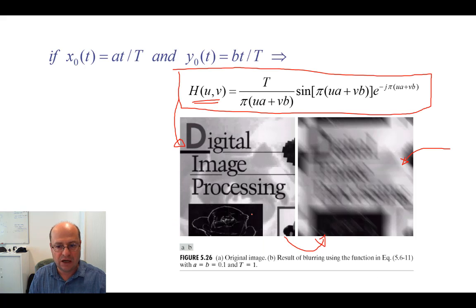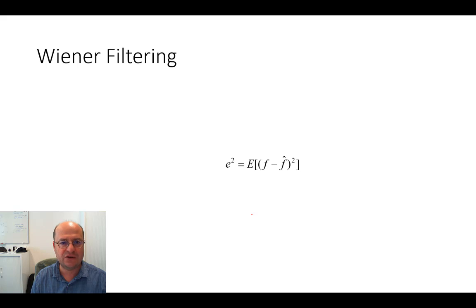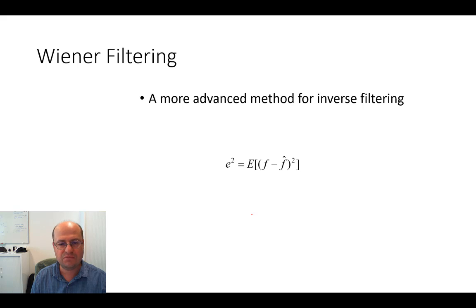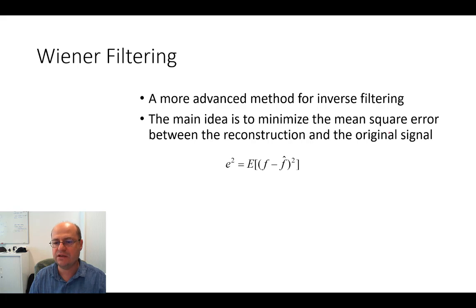Good. Now, let's move on to our final filter. That is Wiener filtering. It's a more advanced method for inverse filtering. The main idea is to minimize the mean square error between the reconstruction and the original signal. So this is the mean square error between the original signal and the reconstructed. That's the other way around. That's the reconstructed and that's the original.